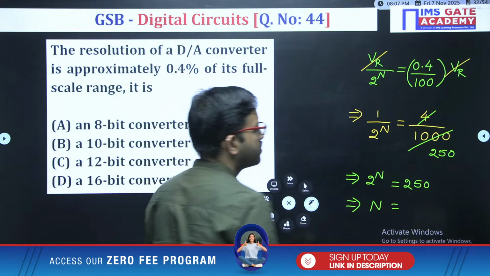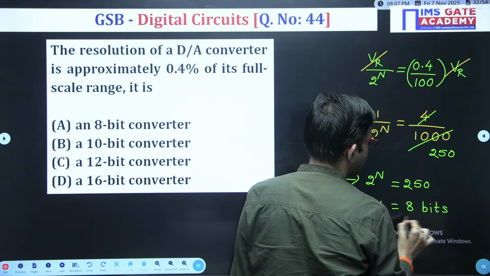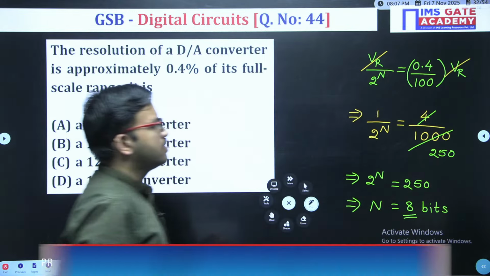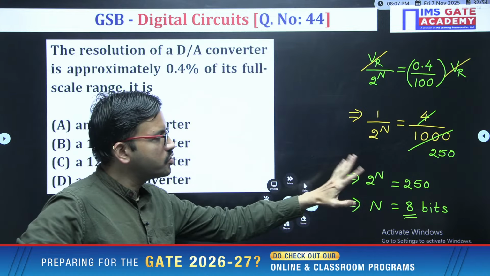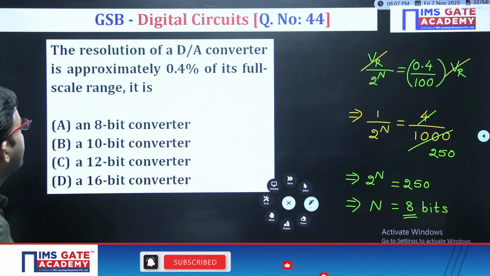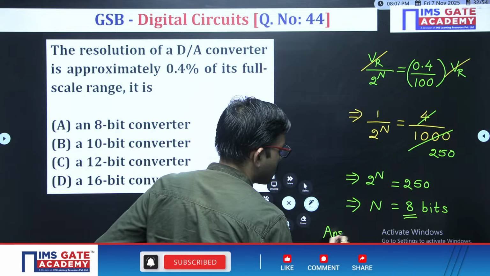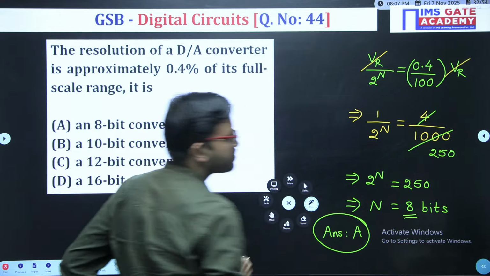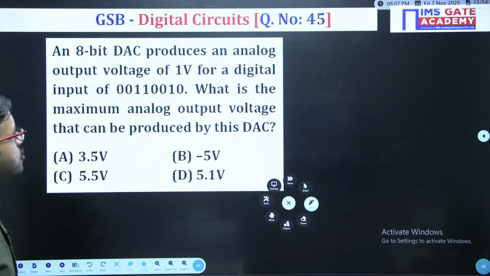8 only, correct? Yes, sir. 2 power 8 is what? 256. So here, with the help of 8 bits, you are getting 256 values, 0 to 255. So 250 obviously you can represent with the help of 8 bits. Okay. So here the answer for this question is option A. Option A is the correct answer. Right? Okay. Next question.